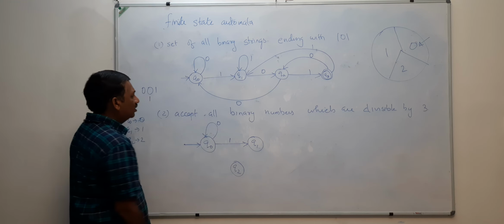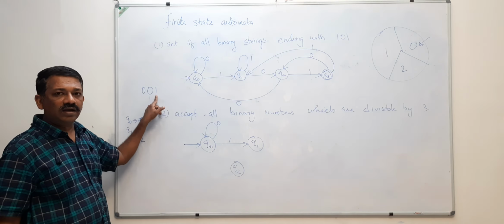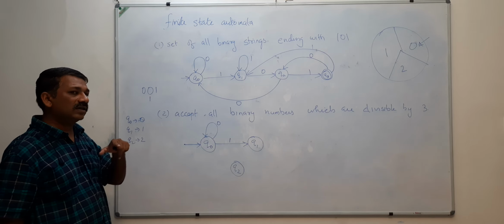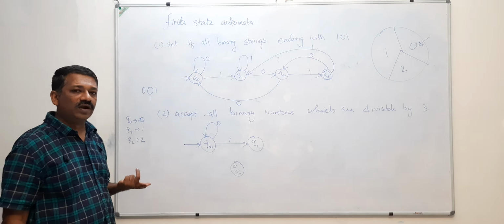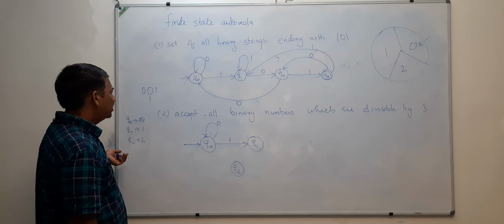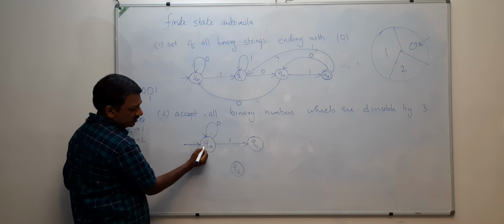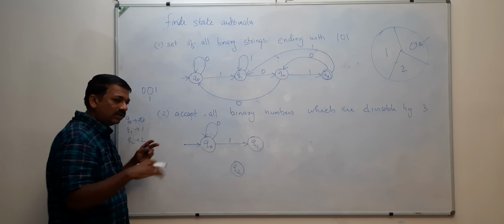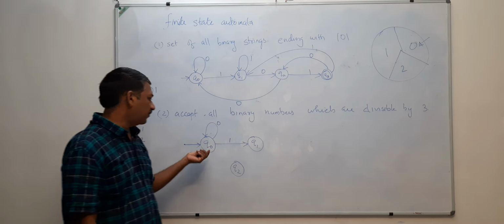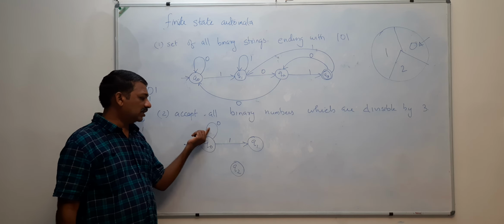0, 0, 1 means it is 1. And 1 divided by 3 generates a remainder of 1. After this, for the Q0 state, all the transitions are over. We have already defined the transitions for 0 and 1.